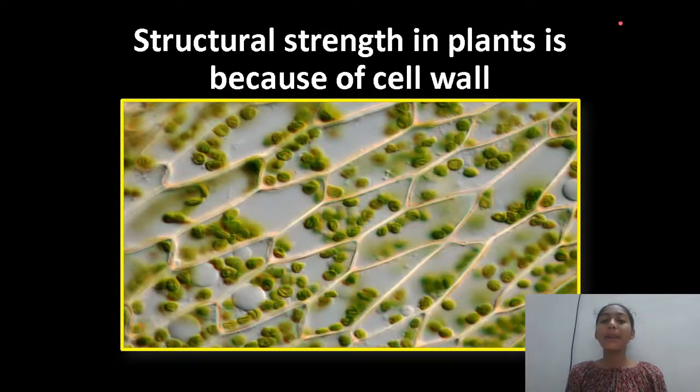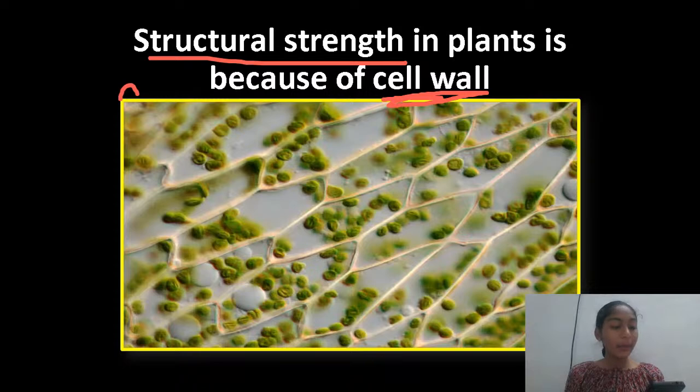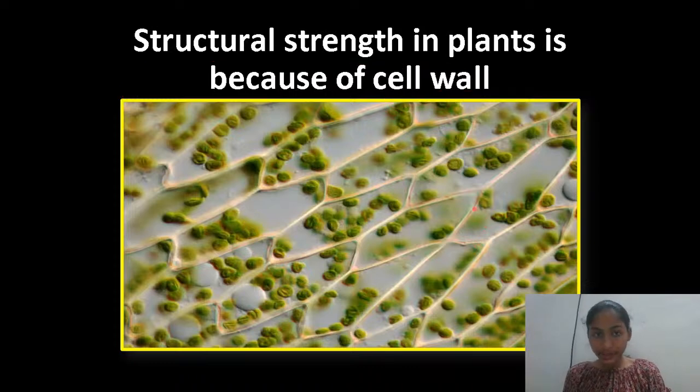Structural strength in plants is because of the cell wall. Yes, Christy, you have asked me, why is the cell wall not a common feature? It is because the cell wall is present in plant cells only. Structural strength is provided in plants because of the cell wall only, and that is why plants have a cell wall and animals do not. Okay, Christy, understood?